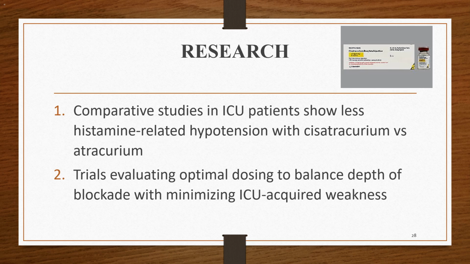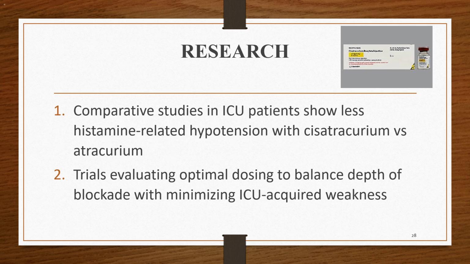Research. 1. Comparative studies in ICU patients. Research comparing Cisatracurium and Atracurium in ICU patients shows that Cisatracurium has less histamine-related hypotension. Here's what that means. Histamine-related hypotension: Cisatracurium causes minimal histamine release, leading to more stable blood pressure compared to Atracurium. ICU patient outcomes: a study found similar incidence of hypotension between Cisatracurium and Atracurium groups, 58.7% vs 64.3%. Cisatracurium is generally considered to have a better safety profile.